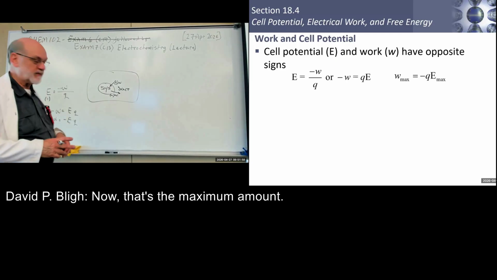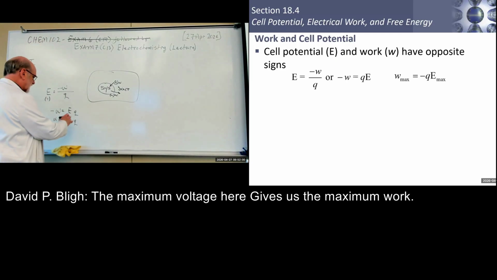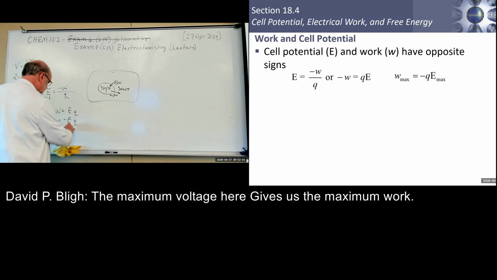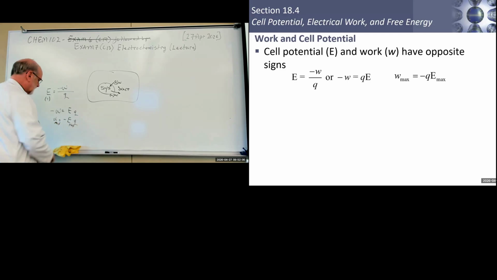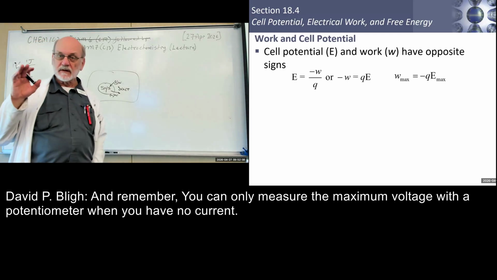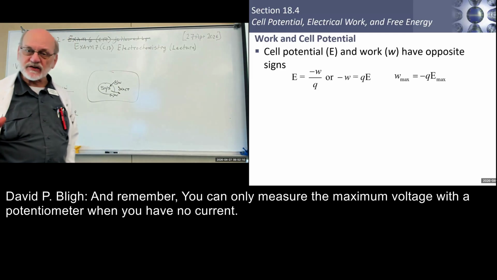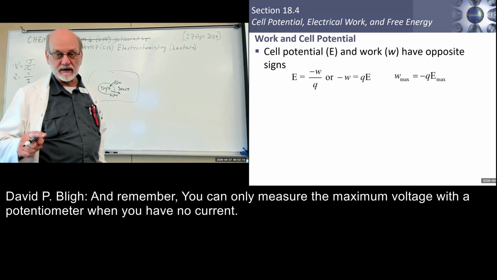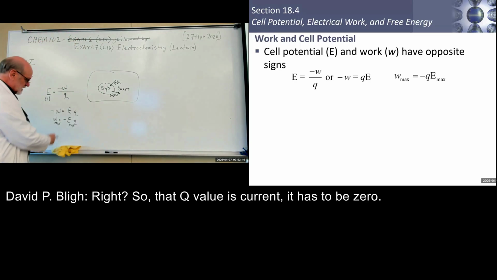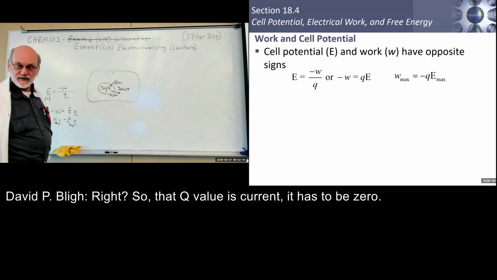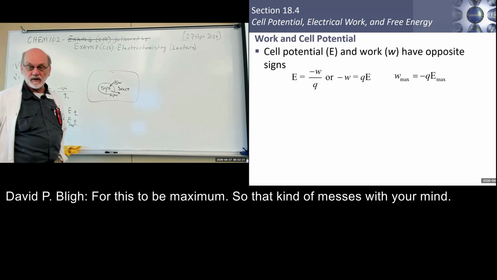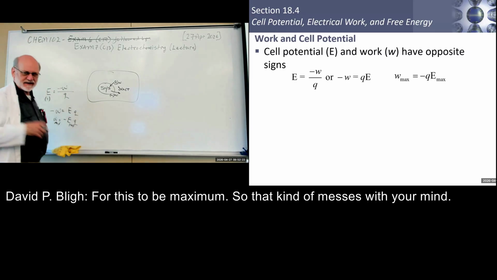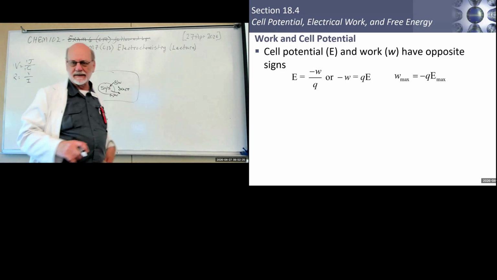Now that's the maximum amount. The maximum voltage here gives us the maximum work. And remember, you can only measure the maximum voltage with a potentiometer when you have no current. So that Q value is current. It has to be 0 for this to be maximum. So that kind of messes with your mind.